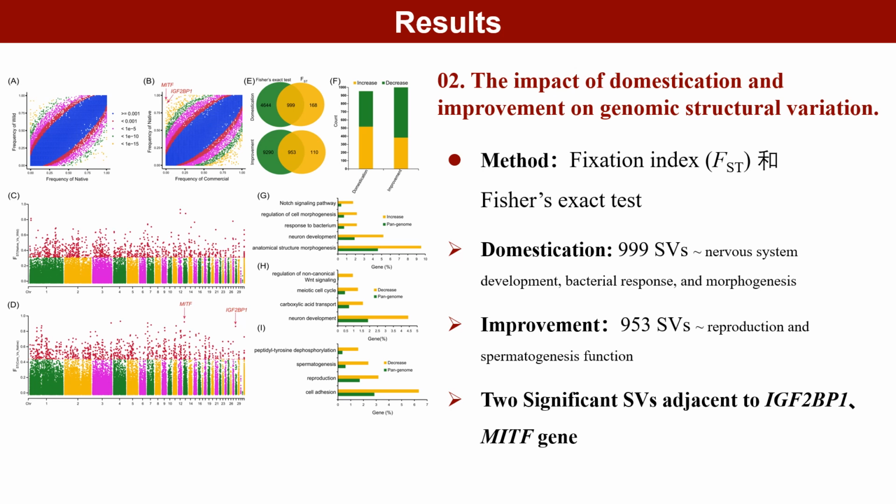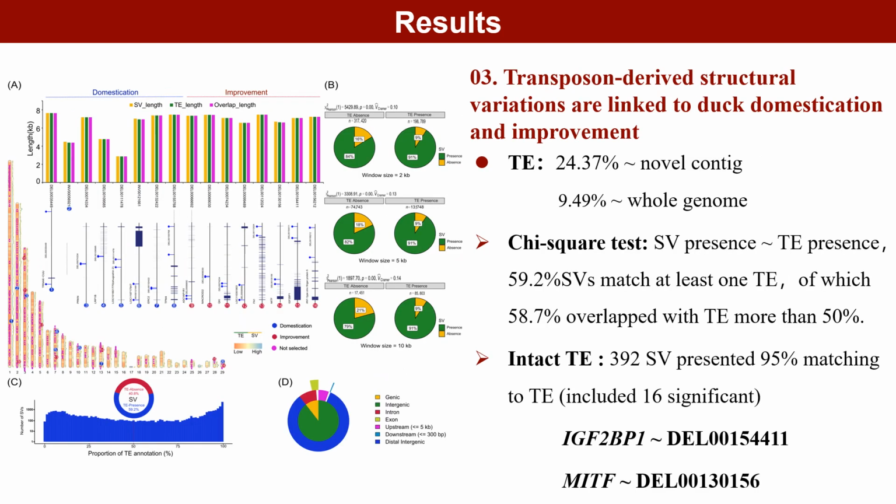Notably, during the improvement process, 2 interesting SVs were found near the IGF2BP1 and MITF genes. Analysis found that 24.37% of the newly identified sequences were transposon sequences, while only 9.49% of the whole genome level was identified as transposons, indicating that many new sequences are mainly due to transposon insertions.